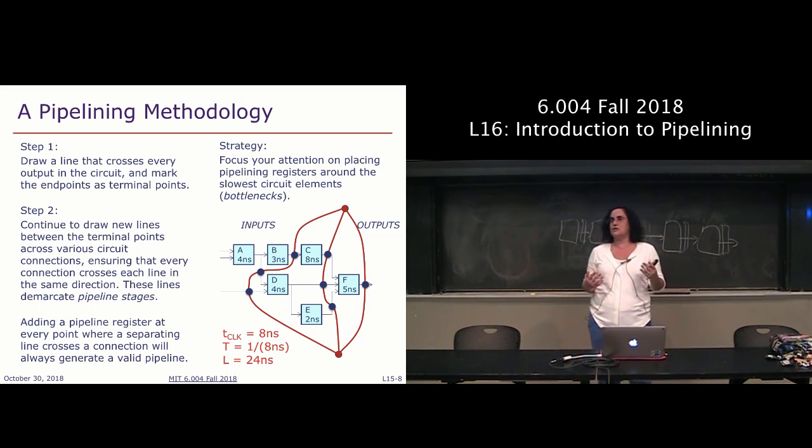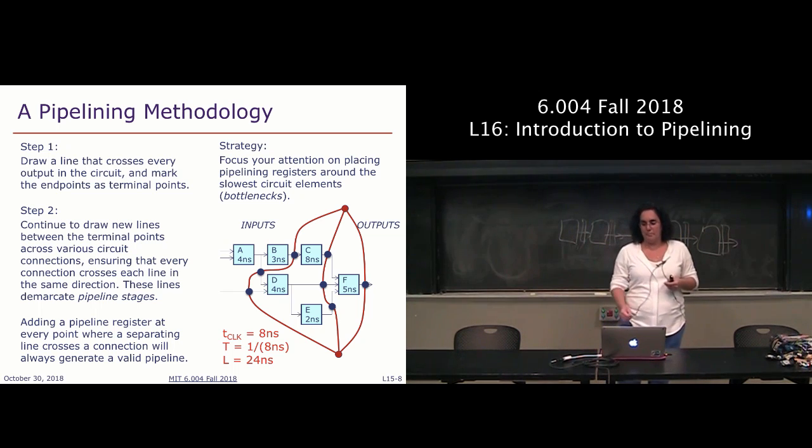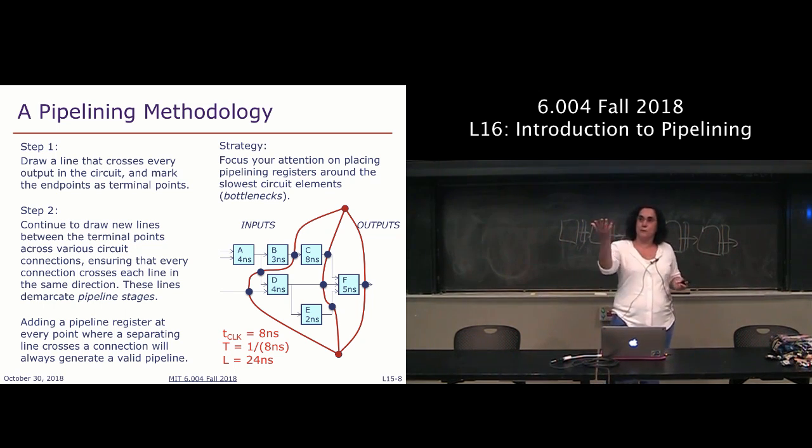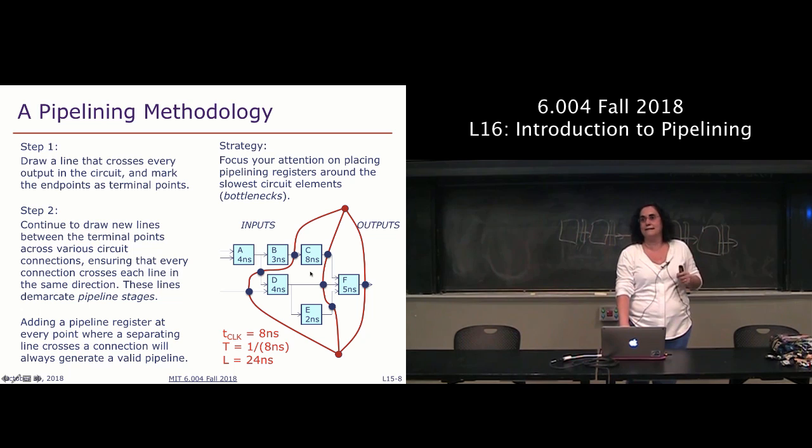There's no relationship between C and D and E. But what I wouldn't want is to have picked B to be inside the same pipeline stage, because that would mean that my T clock would have to be 11 nanoseconds. So to go back to your question, if instead of 8 nanoseconds as my longest time period I had 6, I would want to make sure that I didn't create another path which was longer than 6, because that wouldn't give me the maximum throughput.